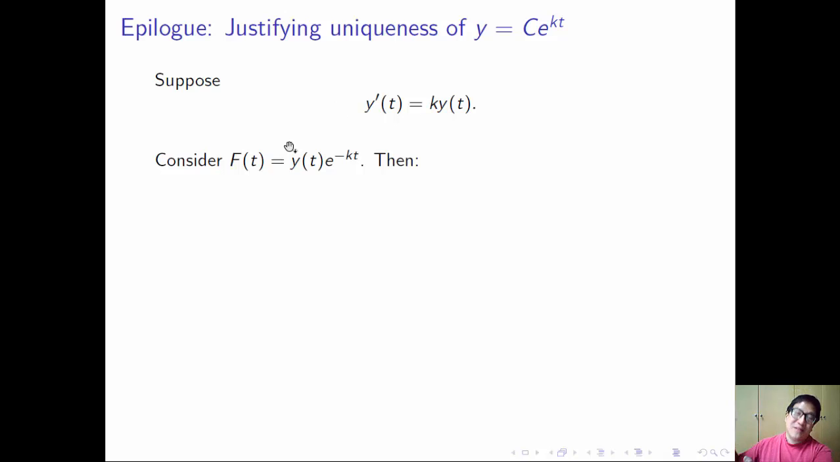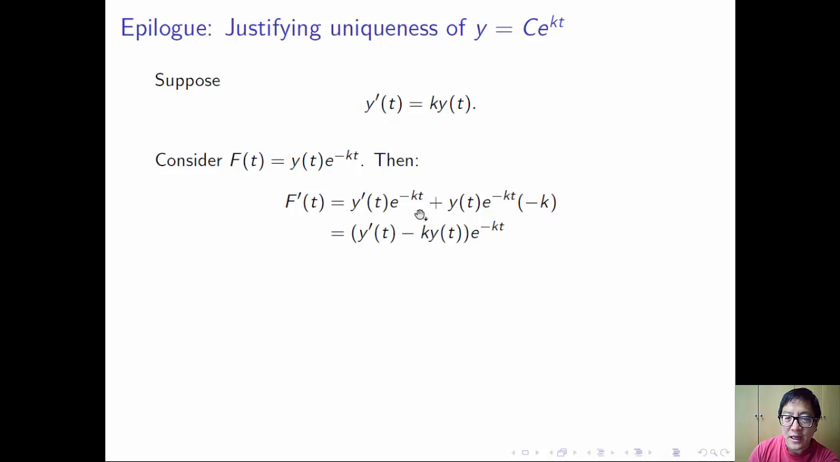This is sort of what makes it only a justification. It doesn't really tell you where the solution comes from, but consider, for the sake of argument, the function f of t equals y of t times e to the minus kt. Why? Because it works, as you'll see. Then by the product rule, f prime of t is y prime of t times e to the minus kt, plus y of t times the derivative of e to the minus kt. The derivative of e to the something is e to the something times the chain rule factor, which is minus k. Pulling out an e to the minus kt from both terms, we have e to the minus kt times y prime of t minus ky of t.